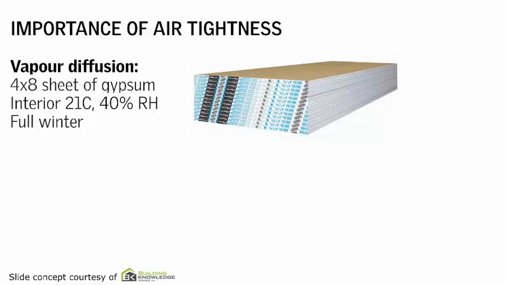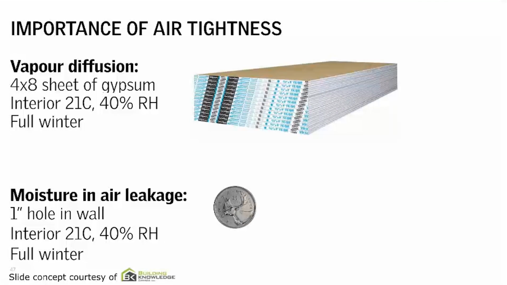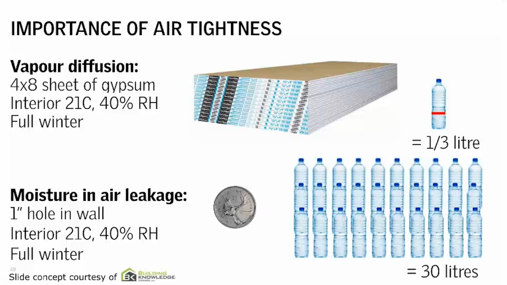This is a little example that I took from a friend of mine who's a building consultant. It comes from a building science study they did theoretically, where they compared the vapor diffusion, so how much moisture would diffuse through a sheet of drywall over a winter given the conditions, to the amount of water that would be carried through a 1-inch hole in that wall. Same amount of time: a 1-inch hole of air leakage versus a 4-foot by 8-foot sheet of drywall with vapor diffusion. The drywall over a winter had 1/3 of a liter leak through. Get ready to be surprised, because the 1-inch hole had 30 liters of water leak through it.